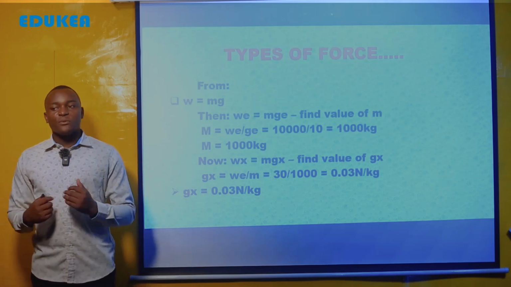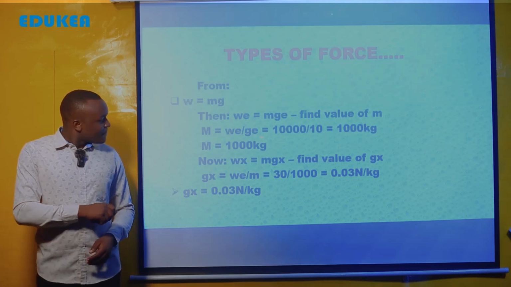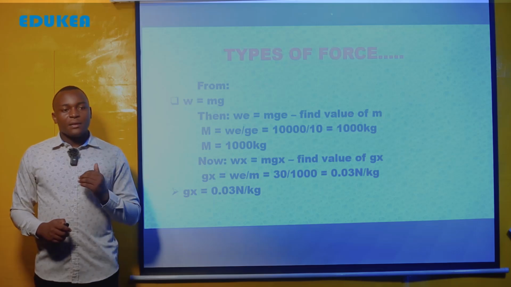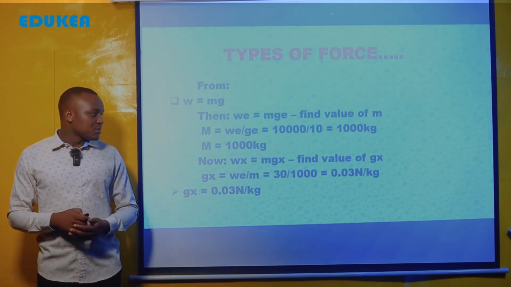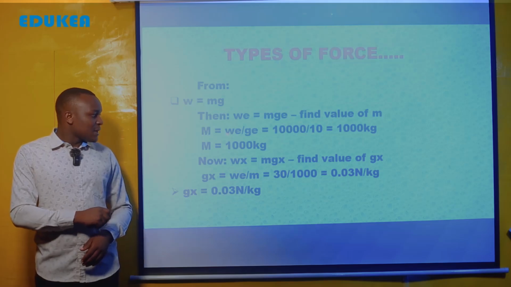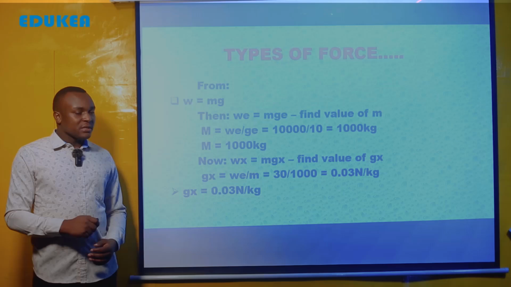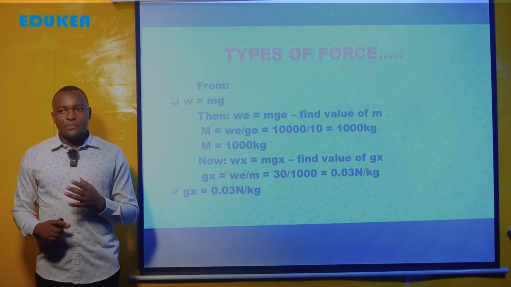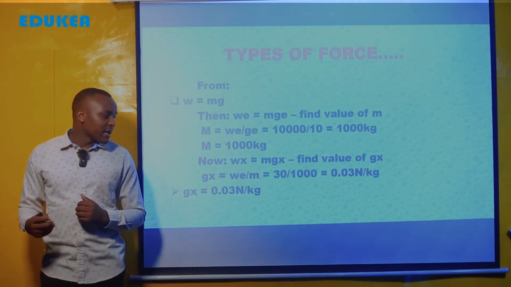So the mass of the object initially was 1,000, and when it moved to planet X, the mass does not change. So now let's find the gravitational force. We already have the mass, which is not changing when the body moves from planet Y to planet X, or when the body moves from planet X to planet Y.